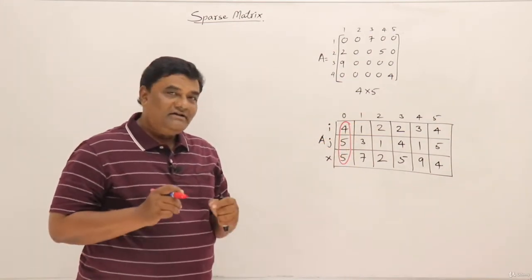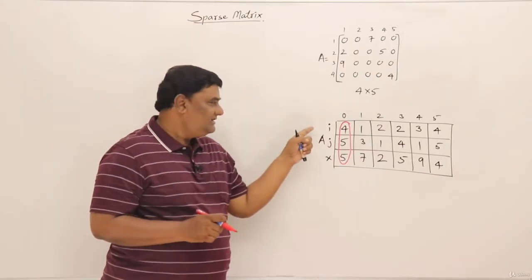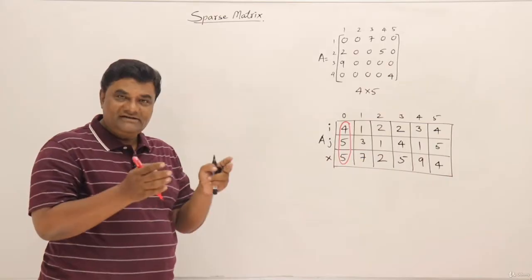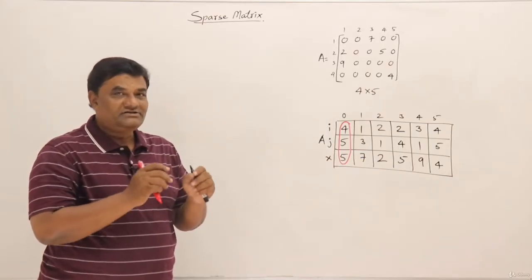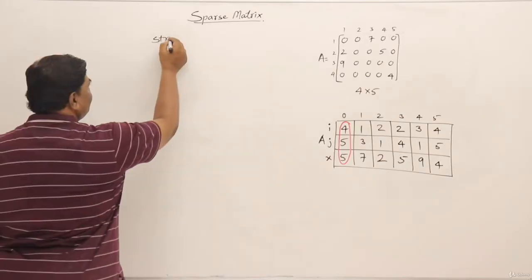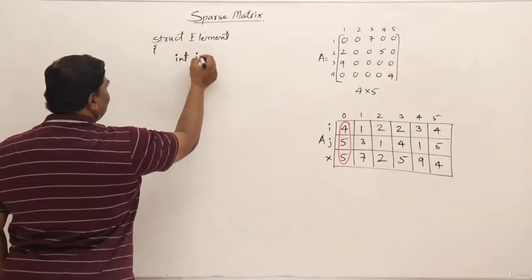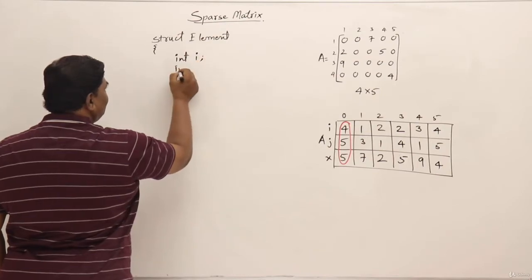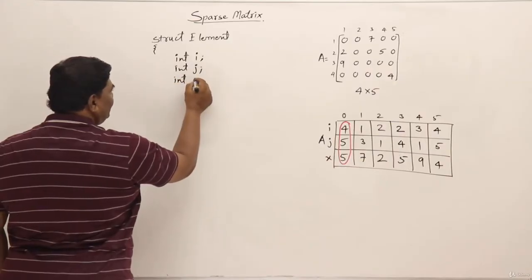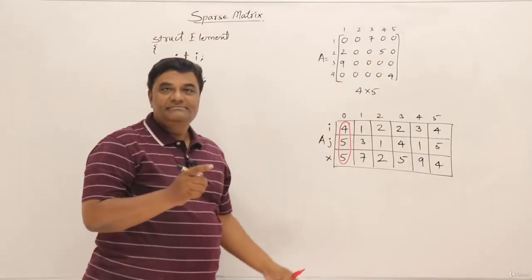So for each element we require 3 things: its row number, column number and the element itself. I am calling them i, j and x. So for one single element we need 3 values. We can combine these 3 values and define a structure. Let us define a structure called element. Struct element has i as a row number, j as a column number, and an integer x, the value of the element itself.